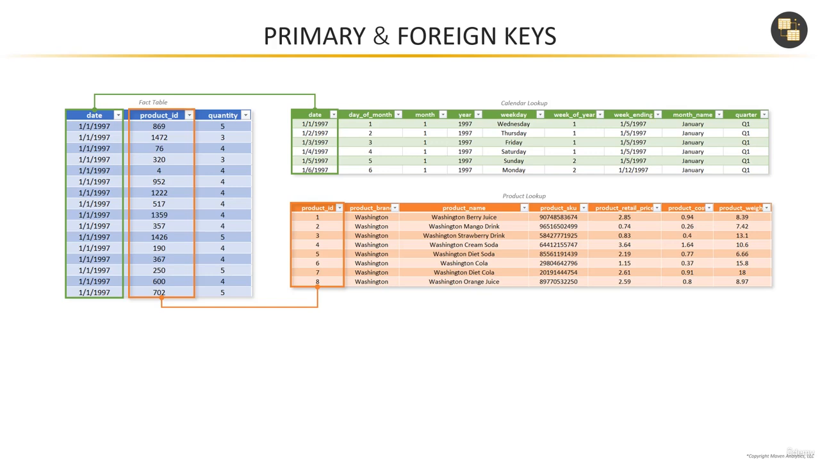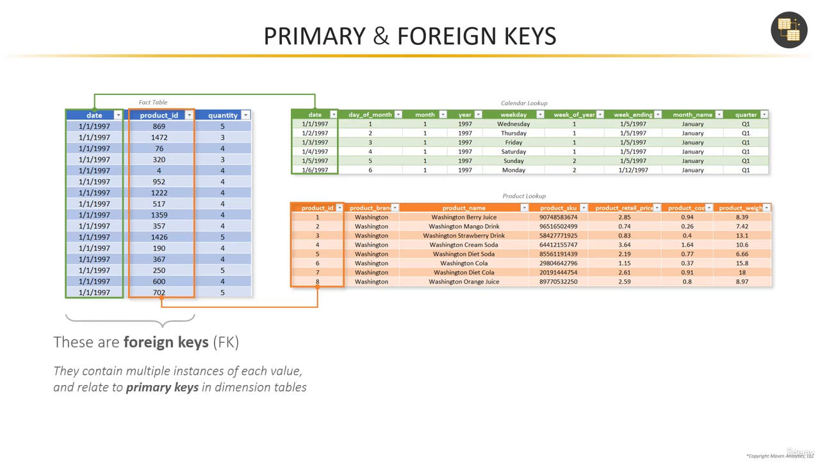And while technically they're all considered key columns, there are two different types of keys that are really important to understand. In our fact table, the date and product ID columns are known as foreign keys, sometimes marked with an FK. Now, what's important to understand about foreign keys is that they can contain multiple instances of each value, and they relate to the primary keys in our dimension tables.